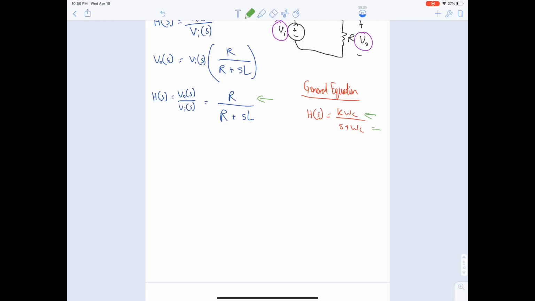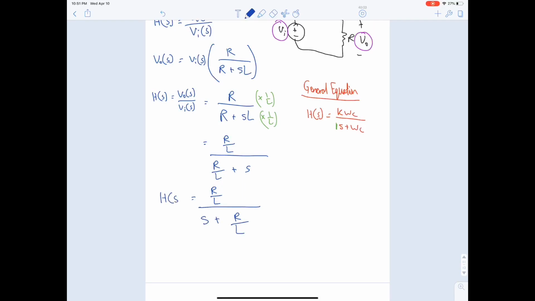Let's look at the denominator. Do I have an s? Yes, I do, and its coefficient is L. I need to get rid of L. How do I get rid of L? I have to divide by L. So 1 divided by L multiplied by 1 divided by L. What will this give me? It will give me R over L divided by R over L plus s. Now this is in the same form as the general equation, and it's correct.